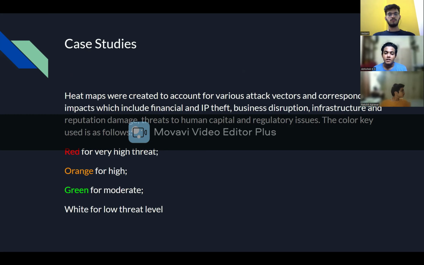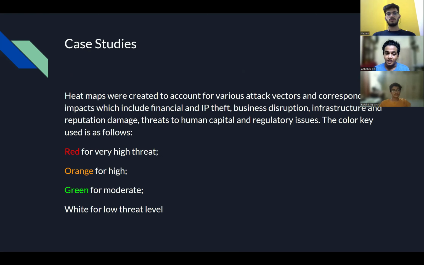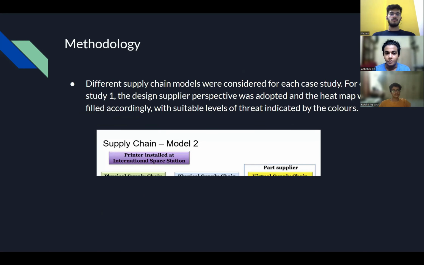In this study, we evaluate case studies with heat maps to understand the attack vectors and the possibilities of intellectual property theft, business disruption, infrastructure and reputational damage, threat to human capital, and regulatory issues. The color key used is red for the highest level of threat, orange for a high level, green for moderate, and white for a low threat level. Vedant will continue from here.